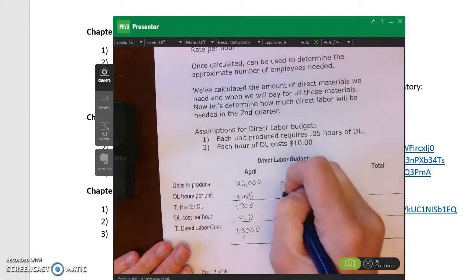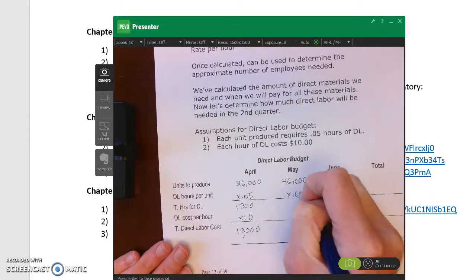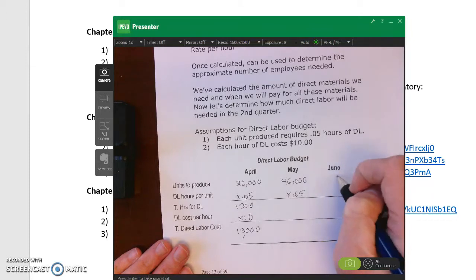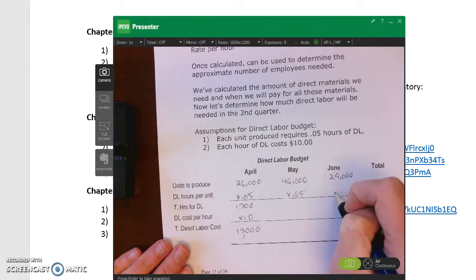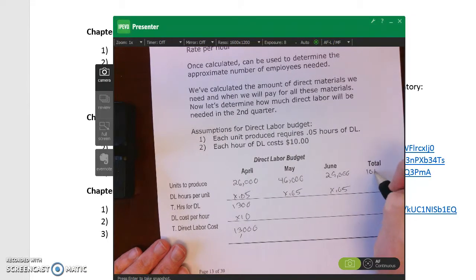We can do the same thing for May. We look back at the production budget and make 46,000 units. And for June, you look back at the budget, it says 29,000. We can sum it across to get the total for the quarter.